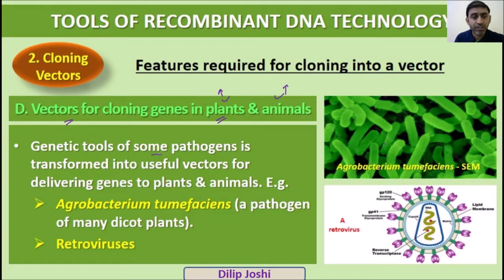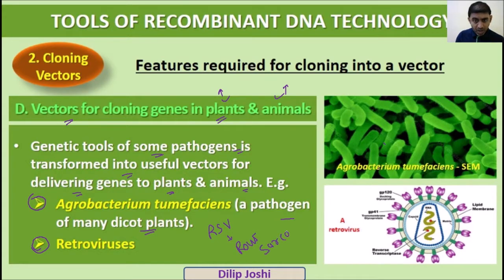So the genetic tool of some pathogen is transformed into a useful vector for delivering genes to plants and animals. For example, Agrobacterium tumefaciens, a pathogen for many dicot plants, causes crown gall disease, and retrovirus has a reverse transcriptase enzyme. There are different kinds of retroviruses, like HIV, and RSV is also a retrovirus. I will write the name here, RSV. RSV means Rous sarcoma virus.